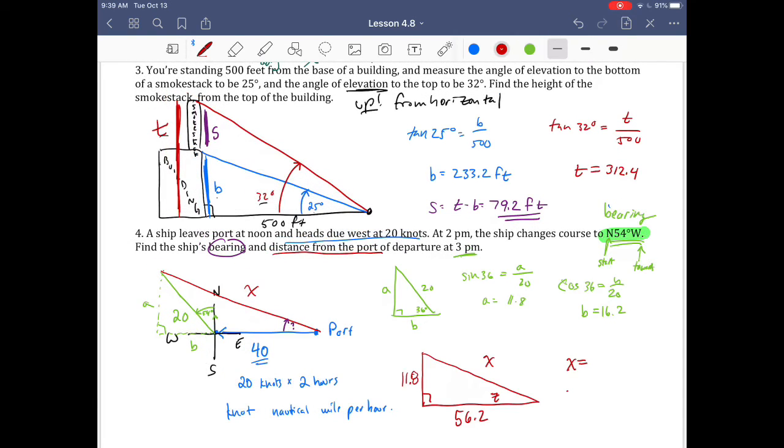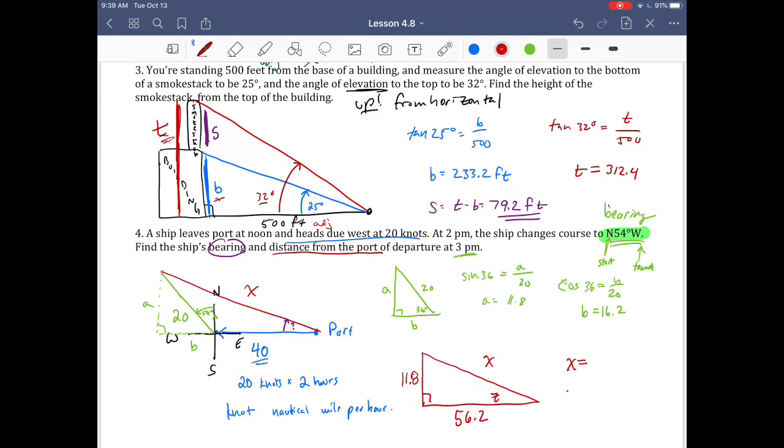Okay, so we're back. Number 3, we've got our smokestack all calculated. We've used tangent because in both instances we have the adjacent 500. And we want the opposite, whether it's B or whether it's T, it's always the opposite. And then once you find B and T, subtract to find S.